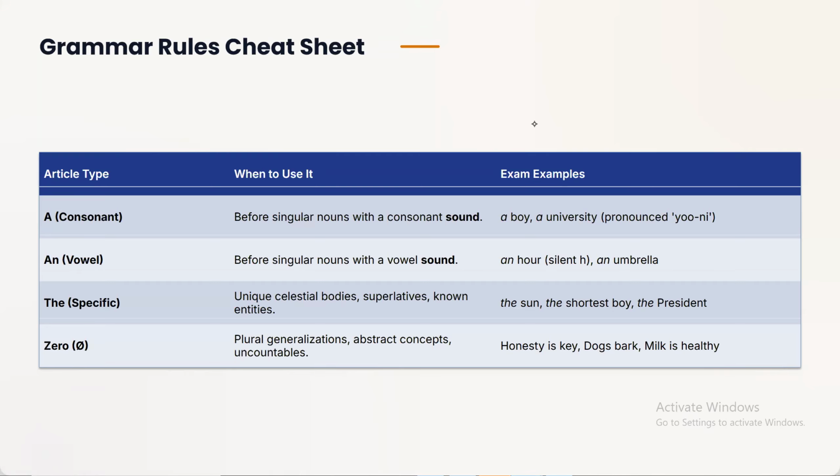When you have a unique celestial body, a superlative, or known entities, when the listener already knows the entities, you use the. For example, the sun, the Eiffel Tower, the USA, the shortest boy. This one is in the case of a superlative. When you're comparing and using the superlative, you use the plus superlative. The tallest boy, the smartest boy, and the president, a known entity.